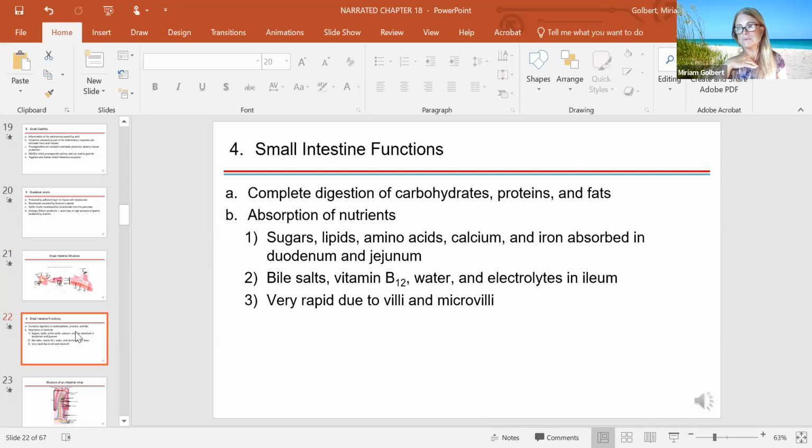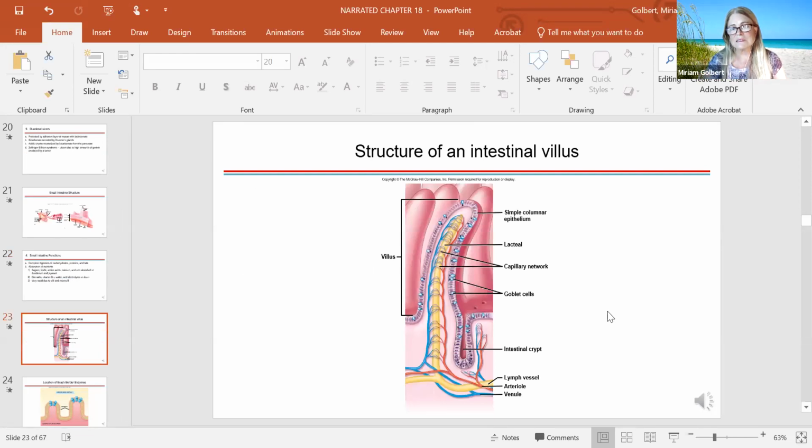So the small intestine, we already mentioned that it absorbs our nutrients, right? Carbohydrates, proteins, fats. We also absorb bile salts, vitamins, water. And because of the villi and the microvilli, it happens very fast because that gives a very large surface area. So when you look at one villus, one finger-like projection, and if you notice here where you see simple columnar epithelium, each tiny little purple dot here is a simple columnar cell. And each cell has the microvilli. So that's why we have such a good surface area for absorption.